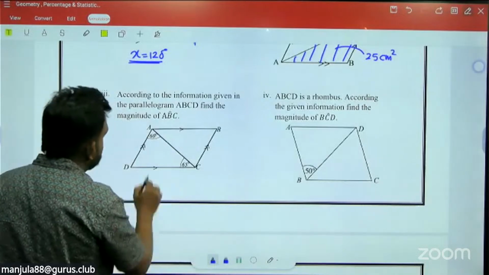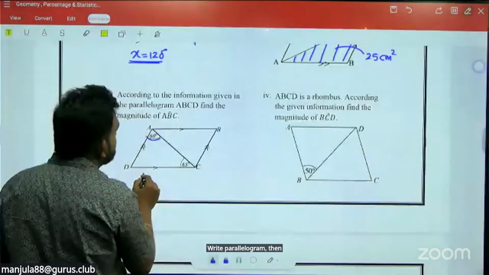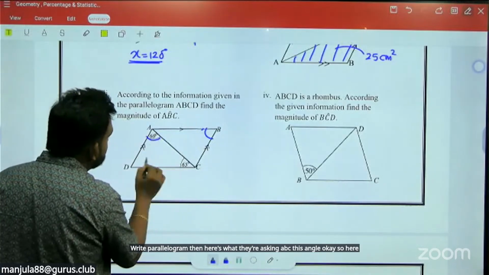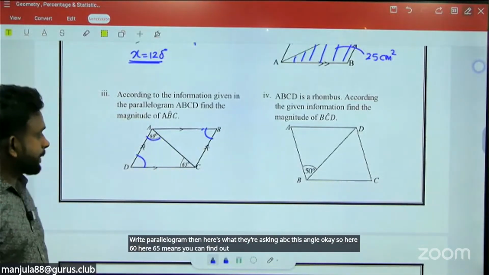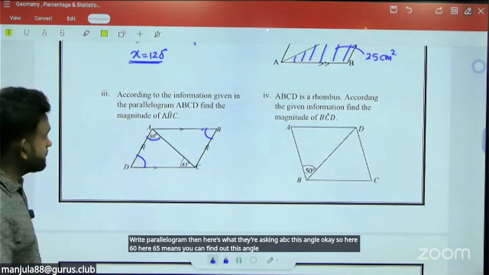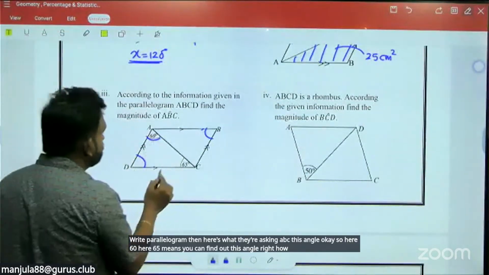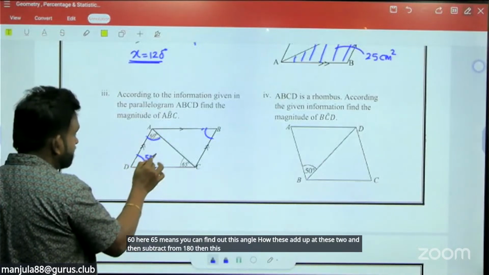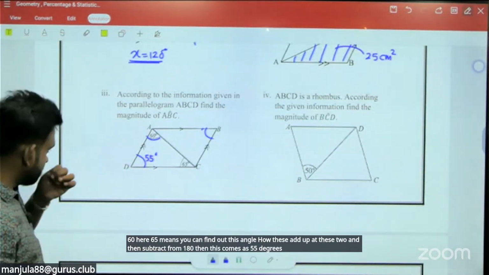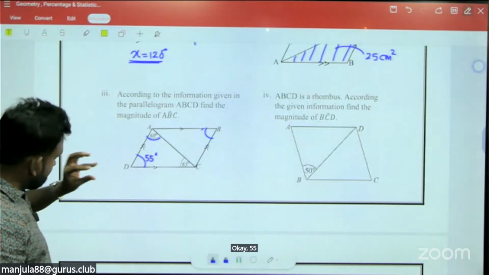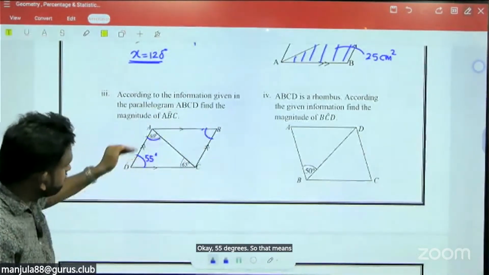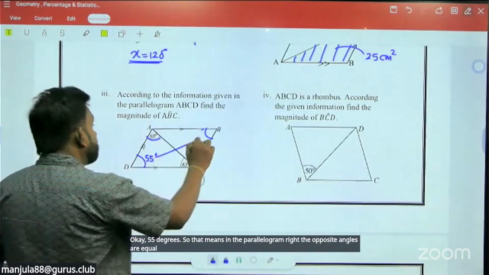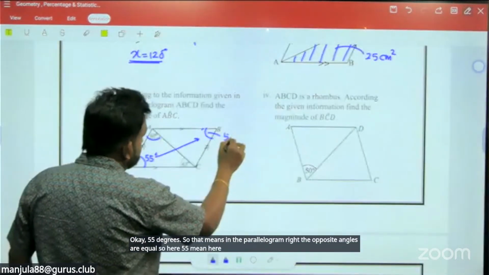According to the information given in the parallelogram ABCD, find the magnitude of ABC. Right, now check. It is a parallelogram, and they are asking for ABC, this angle. Here 60, here 65, so you can find this angle. How? Add these two and subtract from 180. Then this comes as 55 degrees. So in the parallelogram the opposite angles are equal, so here 55 means here also 55 degrees.